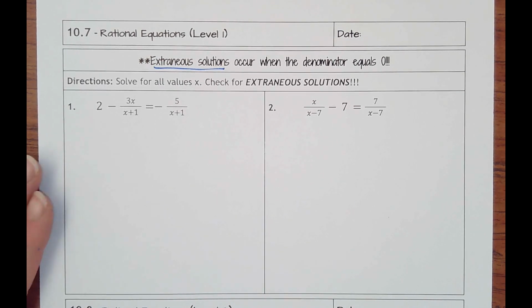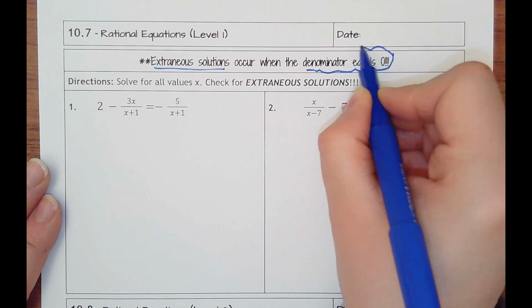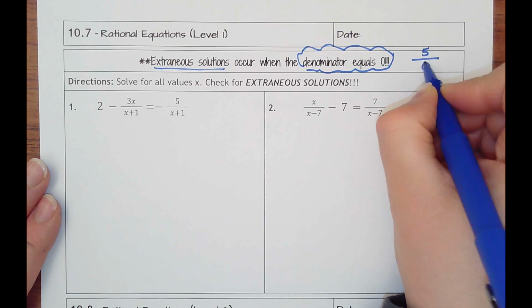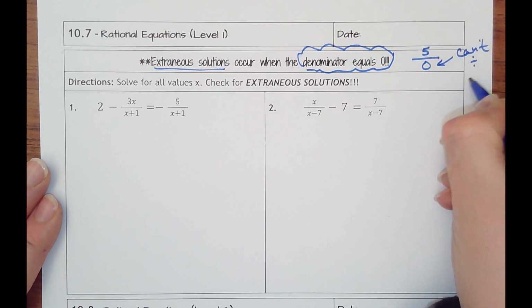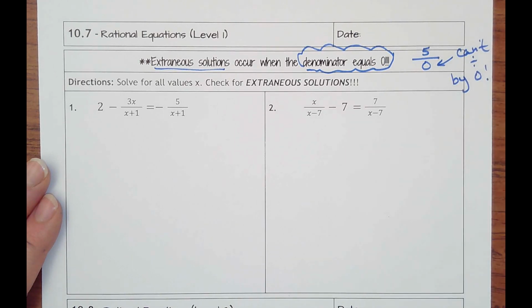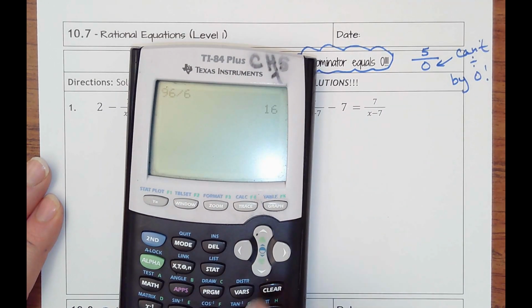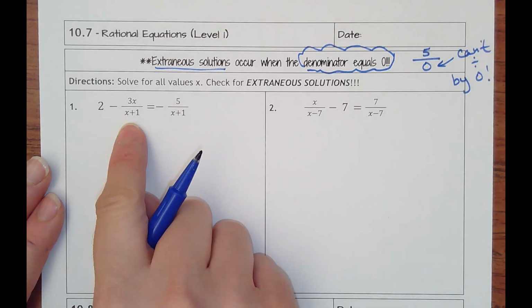The only thing you're worried about is if the denominator equals 0. That is undefined. You can never have a number divided by 0. If you ever try it on a calculator, any number, 10 divided by 0, error, you can't do it. 1 divided by 0, can't do it. So I don't want my denominator to be 0.